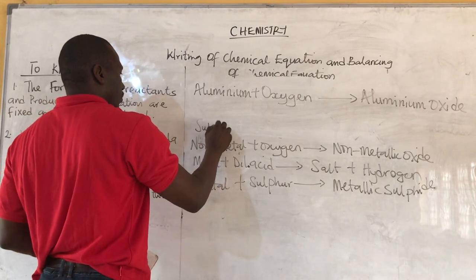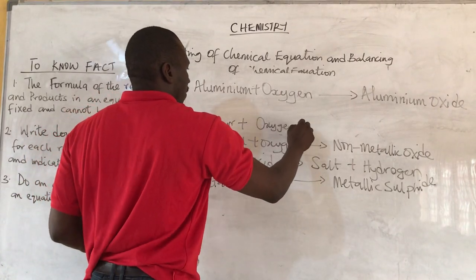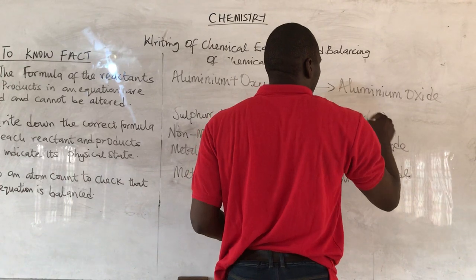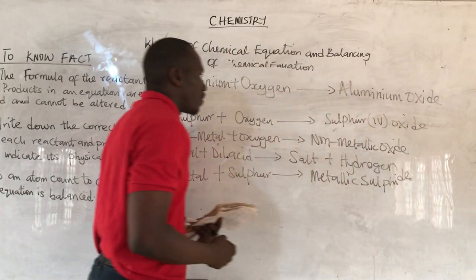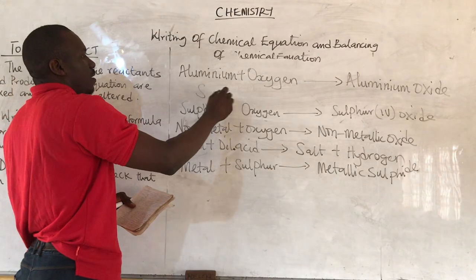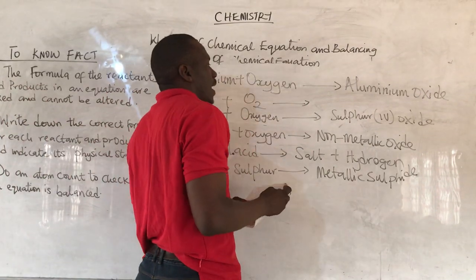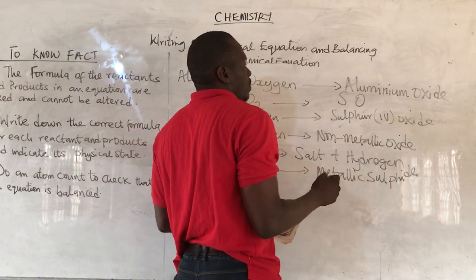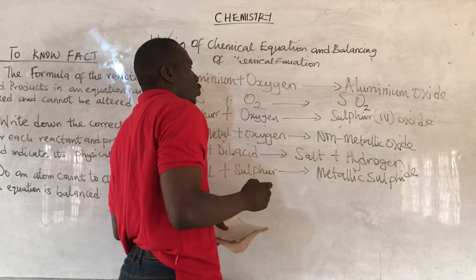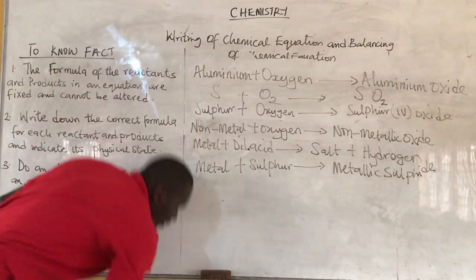Sulfur plus oxygen to give us sulfur 4 oxide. Let's try and write the equation. Sulfur is S, oxygen is O2, then sulfur 4 oxide. So sulfur and oxygen minus 2 times 2, 4. Oxygen is O2. So this equation is direct and balanced.